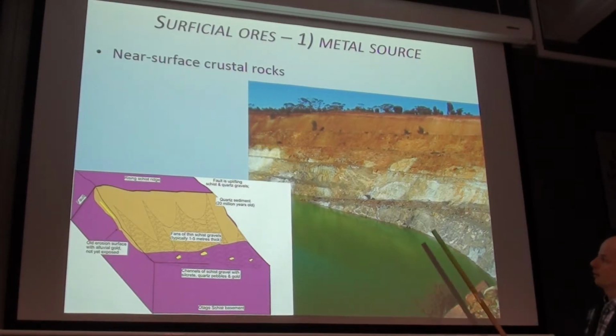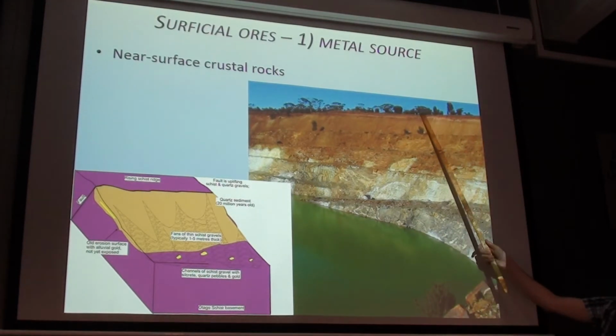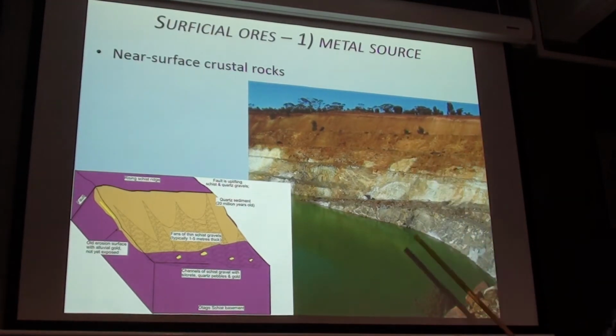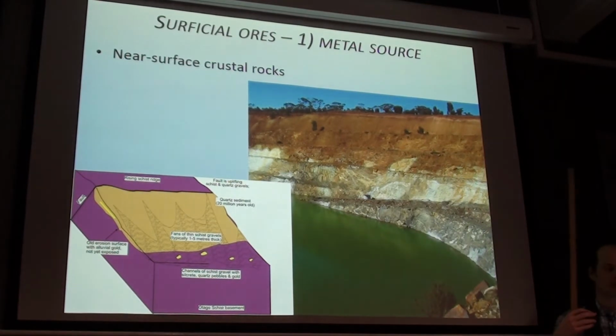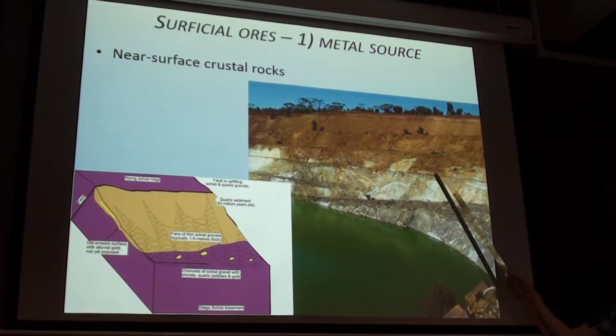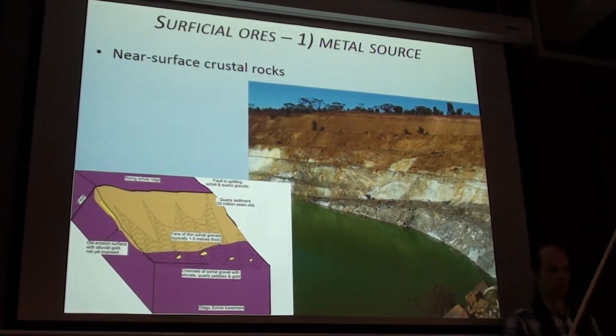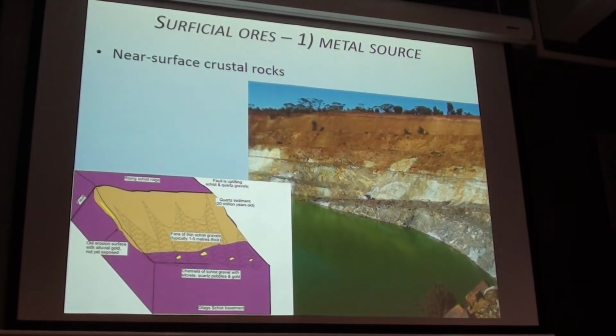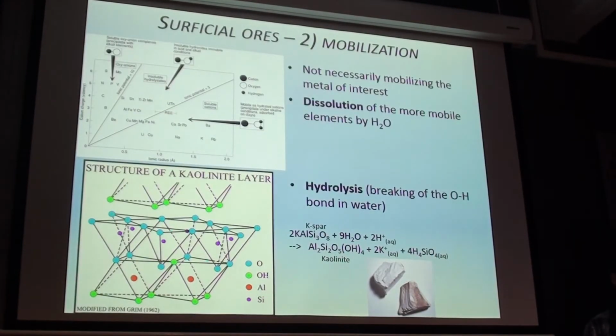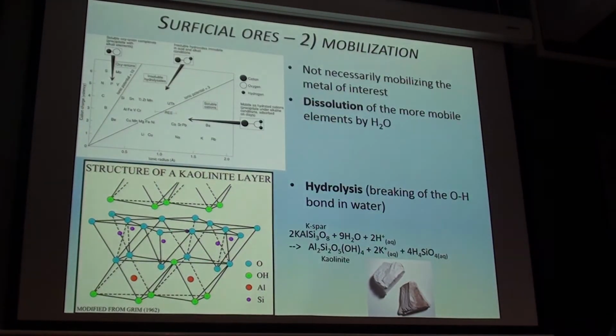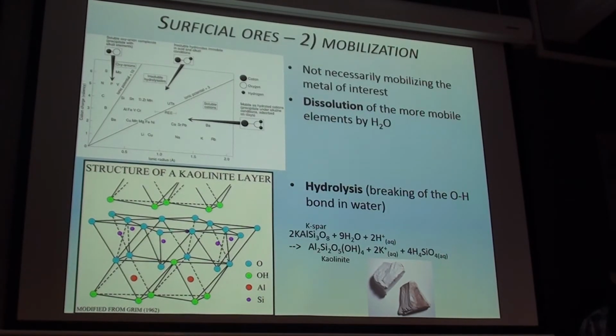But anyway, again, we've got the superficial portion of the crust, which can be chemically weathered or contains metals, or the crust which is physically eroded and the metals contained are removed. The mobilization in surficial ore deposits is not necessarily a mobilization of the metal we are interested in, but might just be the mobilization of everything else we are not interested in.